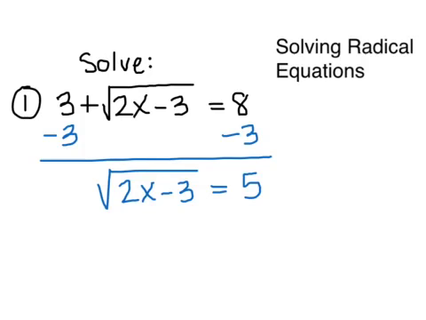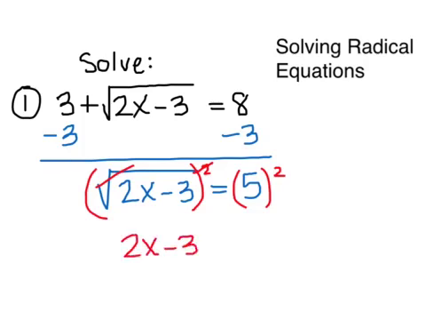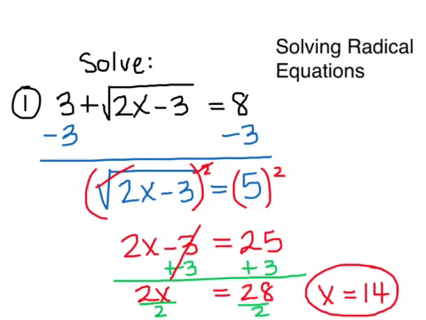We need to get rid of the radical sign, and the only way we can get rid of it is if we square, which undoes a square root. But if we square on one side, we've got to square on the other side. Therefore, the square and the square root kind of undo each other, and you end up with 2x minus 3 equals 5 squared, which is 25. If you continue the solving process like I did, it's just algebra to get to x equals 14 in a couple of steps. Now, it's very important that you check this answer.